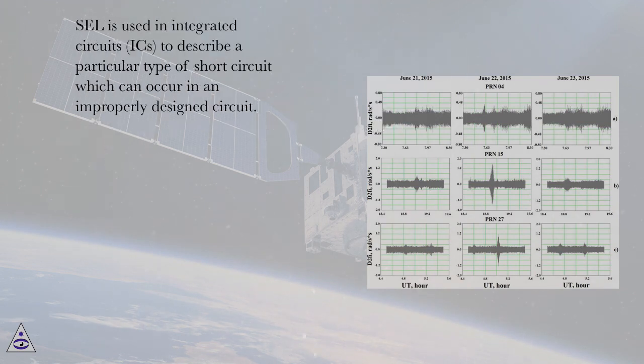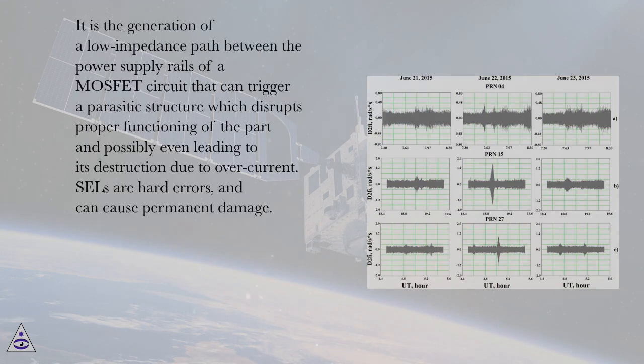SEL is used in integrated circuits, ICs, to describe a particular type of short circuit which can occur in an improperly designed circuit. It is the generation of a low-impedance path between the power supply rails of a MOSFET circuit that can trigger a parasitic structure which disrupts proper functioning of the part and possibly even leads to its destruction due to overcurrent. SELs are hard errors, and can cause permanent damage.